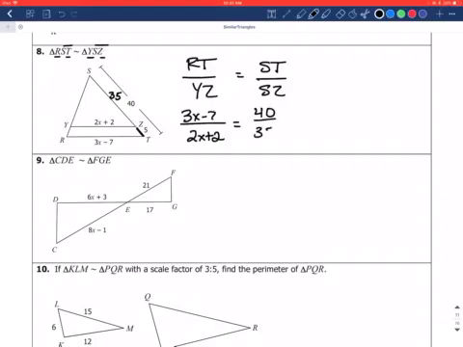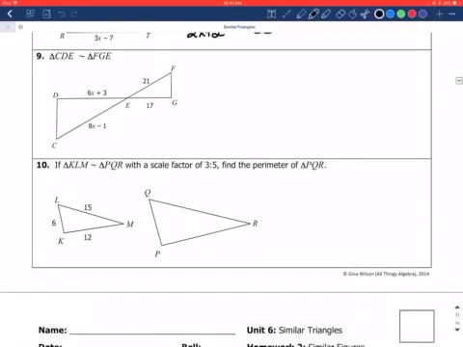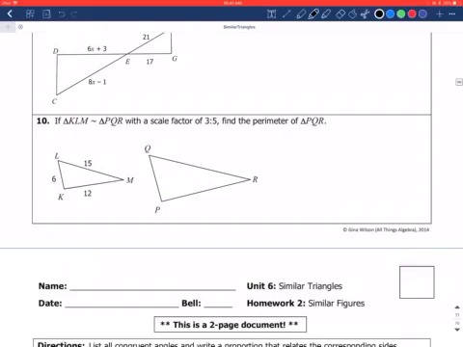And then ST will be 40 and SZ will be 35. That might be a little easier way for you to solve these out. And that's perfectly fine. So then I'm pretty much just setting them up for you here. It's kind of a long lesson, not trying to make the video too long. You know how to cross multiply from there. If you don't, you can see the answer key down at the bottom.